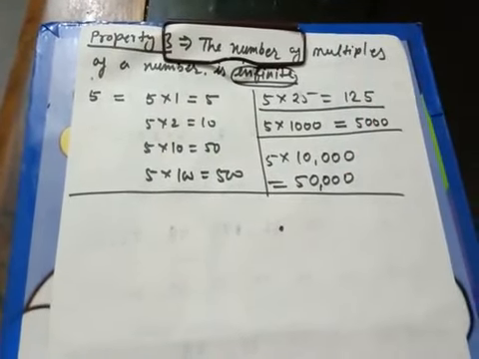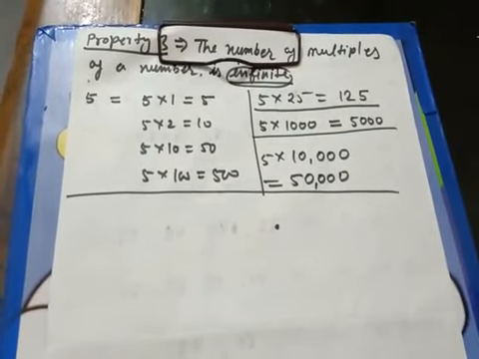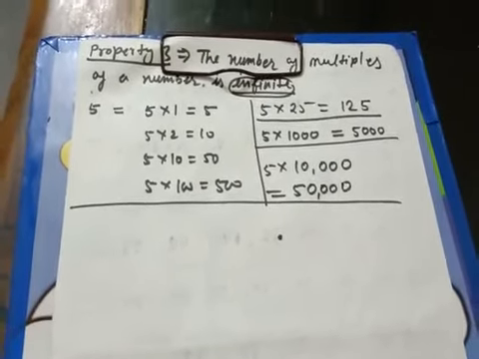Meaning, as we multiply the number, we will get multiples. So they cannot be counted.